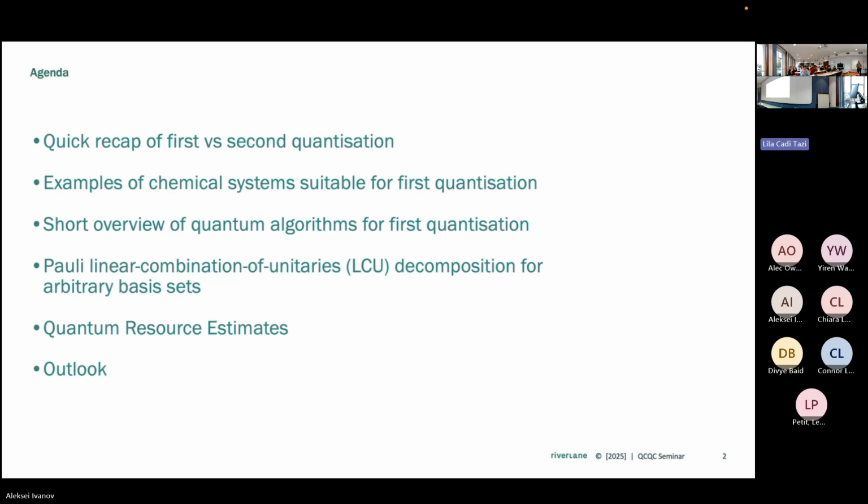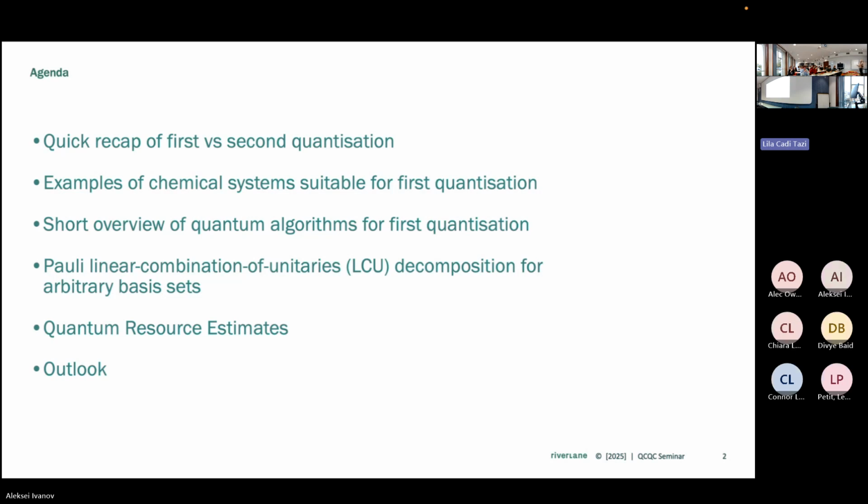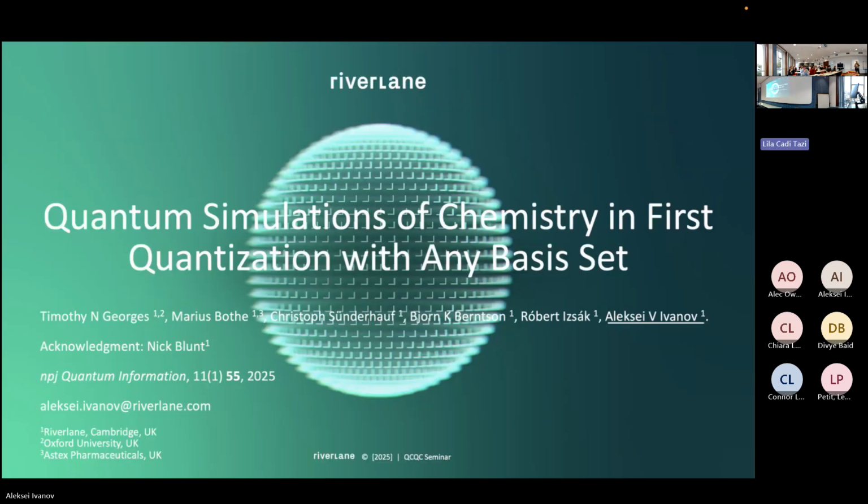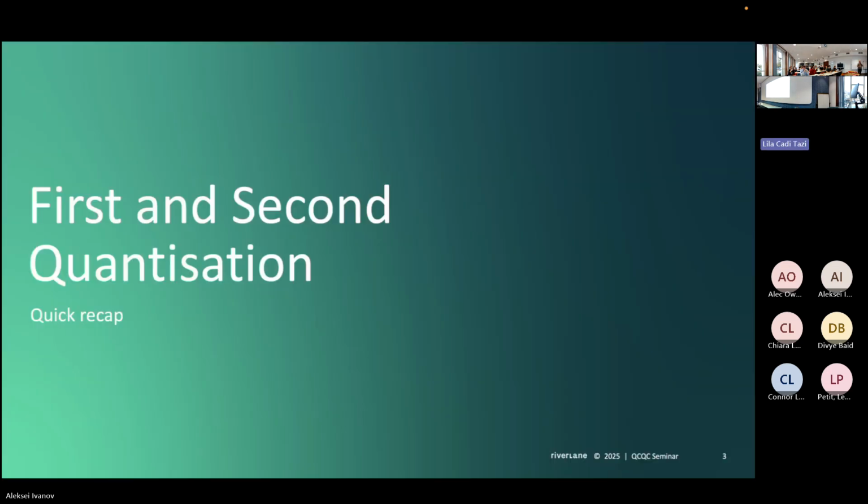And then I will introduce our main innovation, which we developed in this work. In the end, I will show you quantum resource estimates, basically how many qubits and gates you need in order to simulate some interesting systems in the future on quantum computers. Then I finish with a summary and some outlook on what we work on and where we think this can move forward.